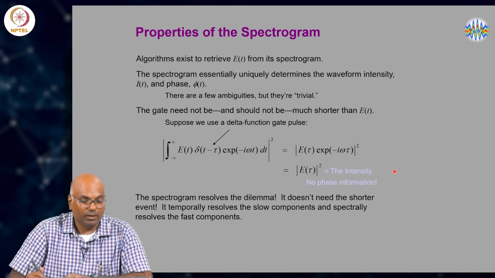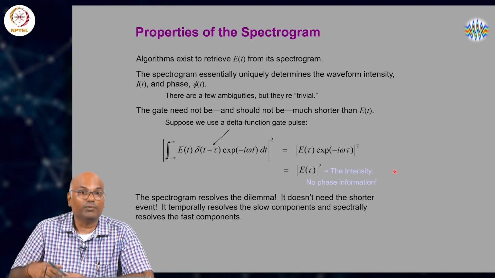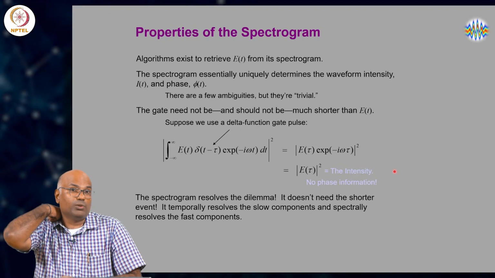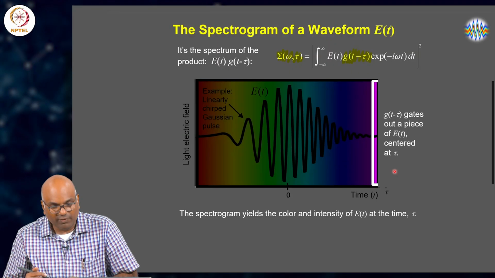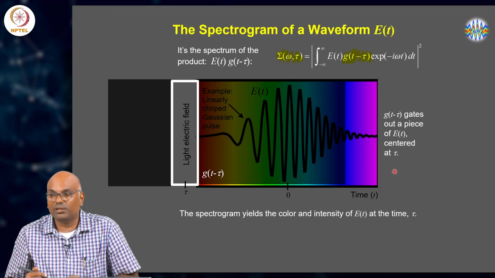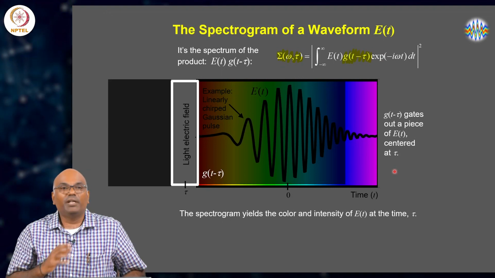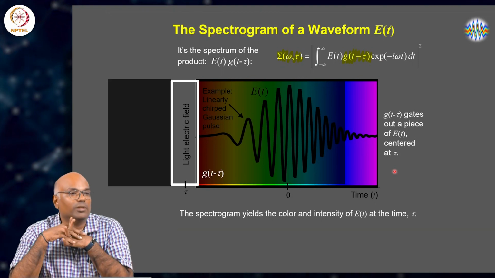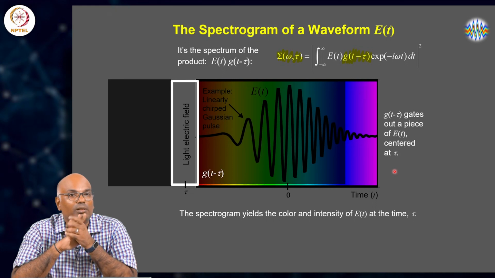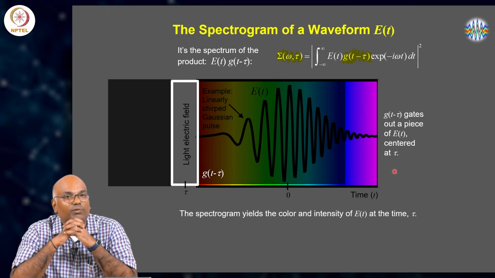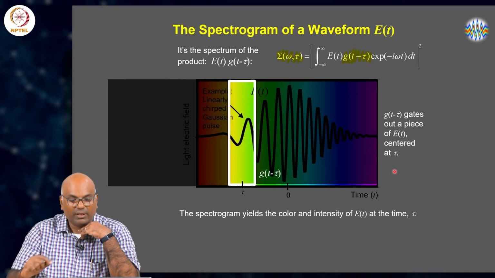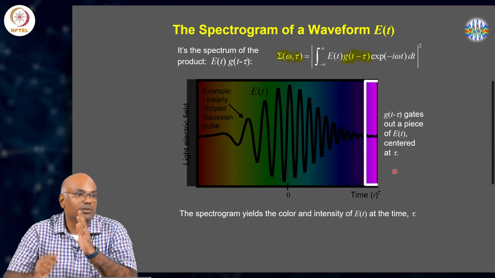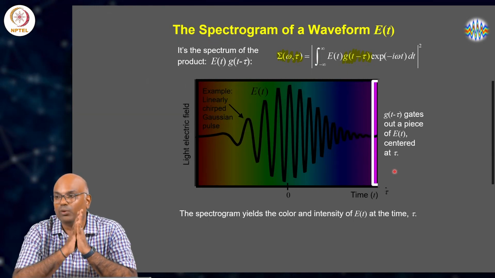Now, what are the properties of these spectrograms and how do I choose the gate function? If I go back to this description of the pulse, I am tempted to make a proposition here. What should be my criteria for picking the gate function? The gate is after all scanning the pulse through like a moving window.